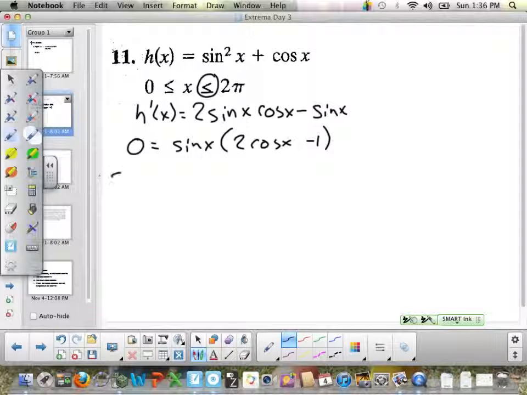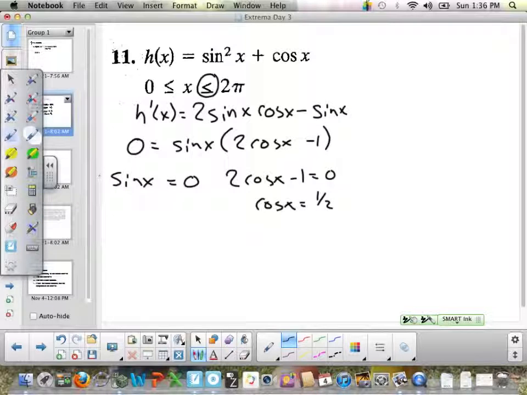So I'll use the zero product property. Either sine x equals 0 or 2 cosine x minus 1 equals 0. In this case, cosine x equals 1/2. All right, where does sine equal 0 on the interval from 0 to 2 pi? Well, that's x equals 0, x equals pi, x equals 2 pi. Let's just be careful here. Let's put a little warning face there.